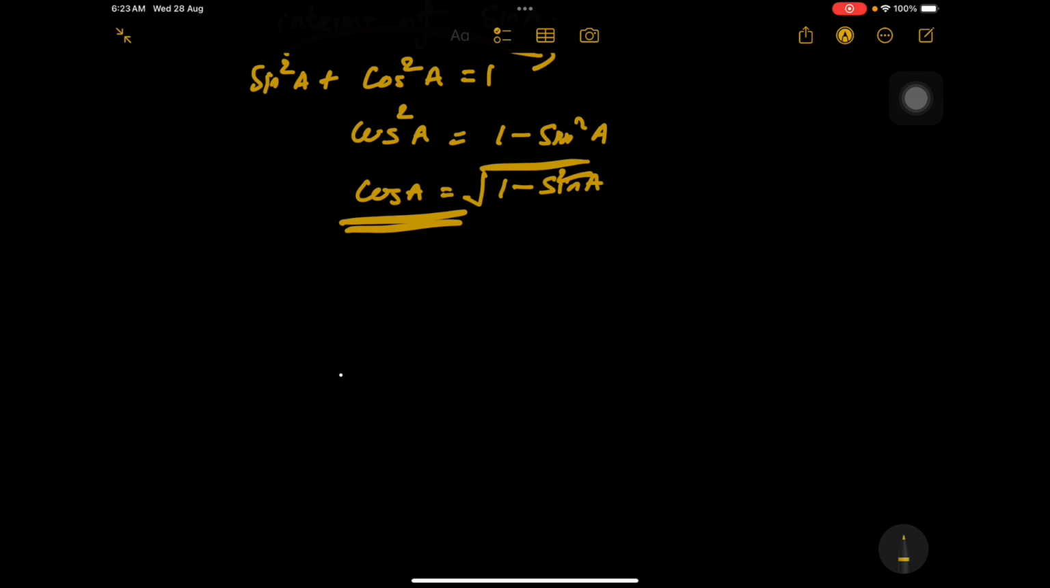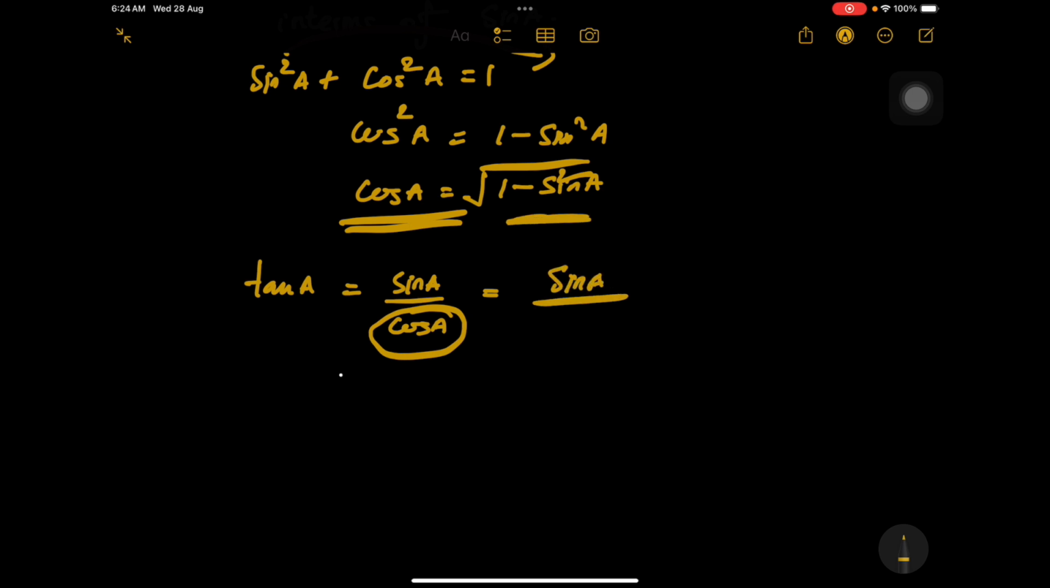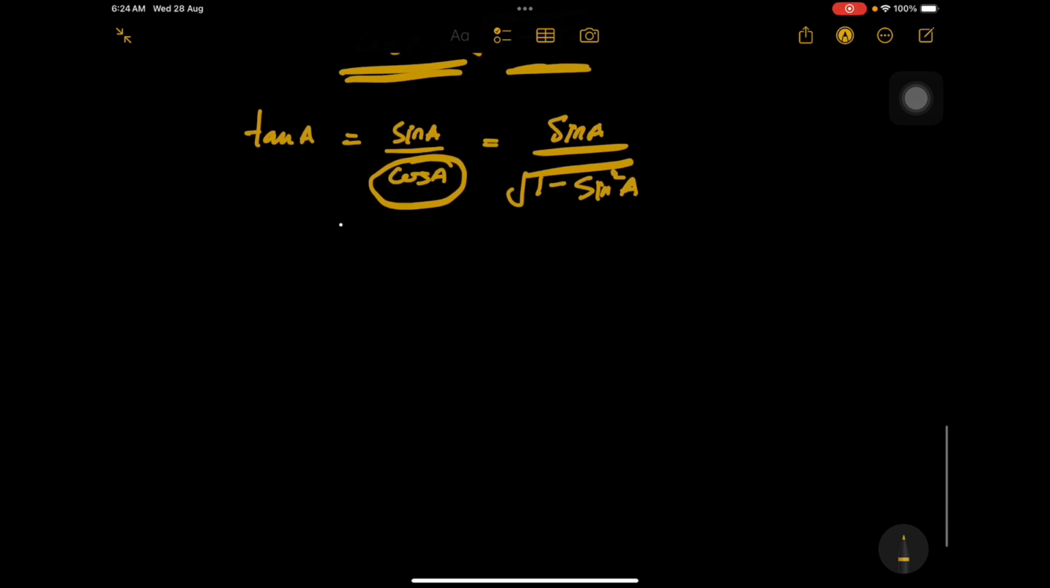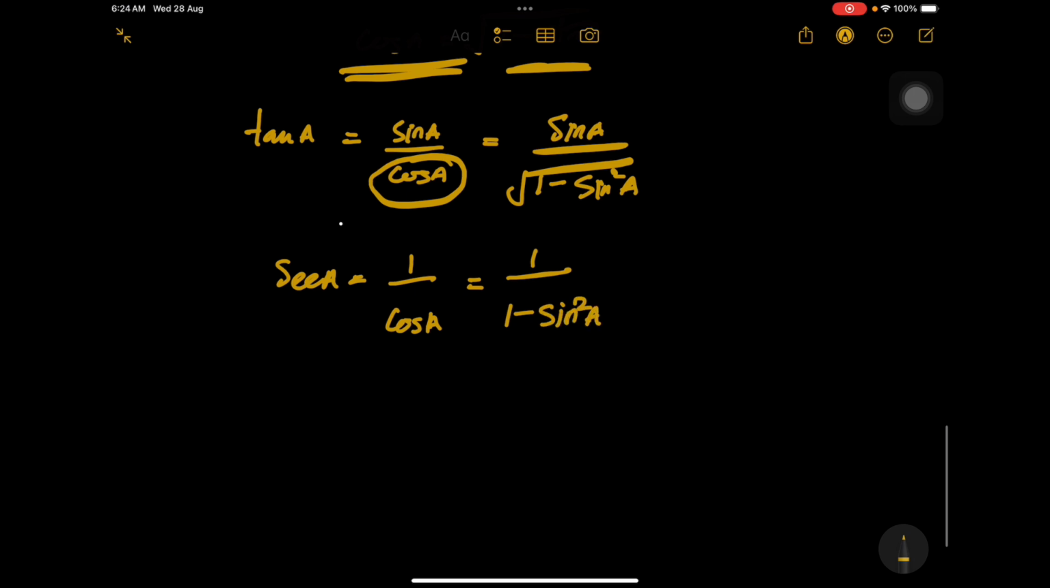Then tan A. Tan A is sin A over cos A. In terms of sin A, we have to make the cos A also in terms of sin A. So sin A over cos A, we already found it here, the root of 1 minus sin squared A. So that is done. And sec A means 1 over cos A. So instead of cos A we'll put the root of 1 minus sin squared A.